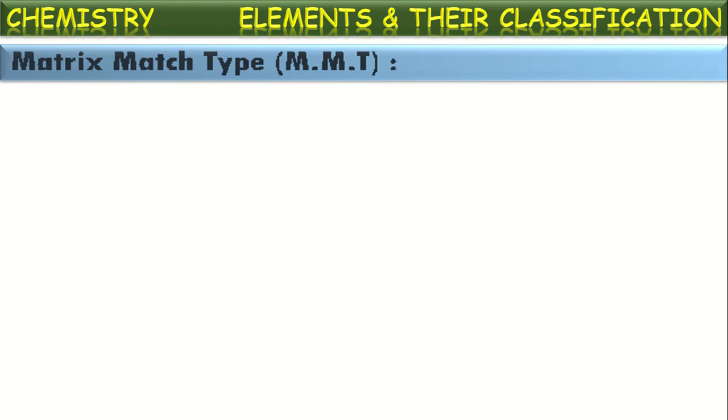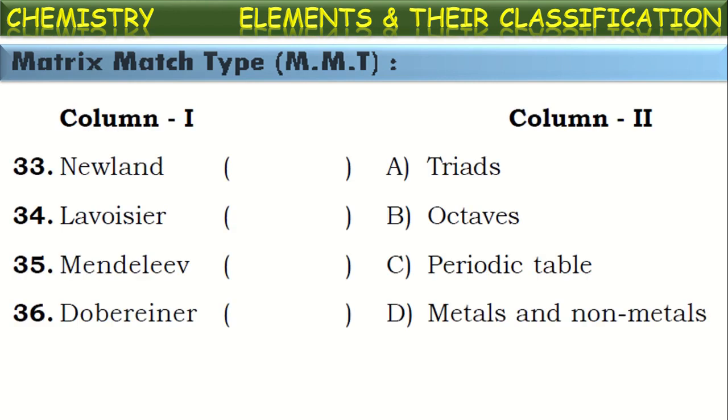Okay. Next, let us go through the matrix matching type. Observe the matching given here. In column 1, the names of the scientists who contributed towards the classification of elements are given. In column 2, their classification, the way in which they classified the elements, is given. Try to match the scientist with his classification.